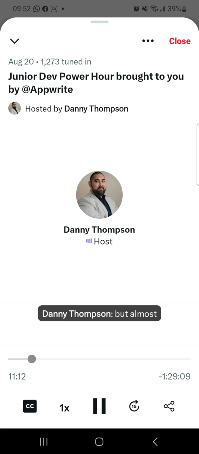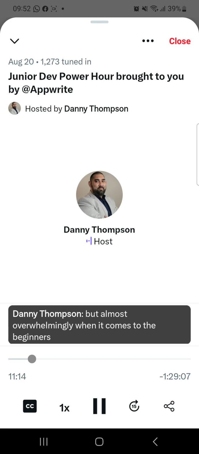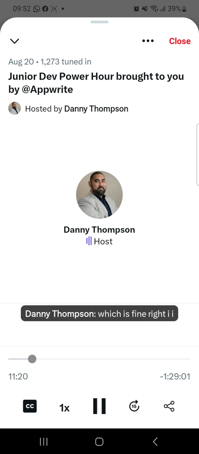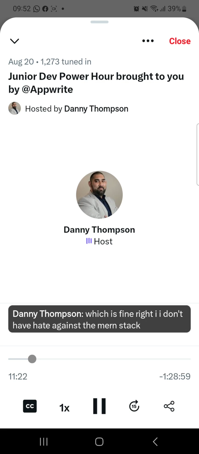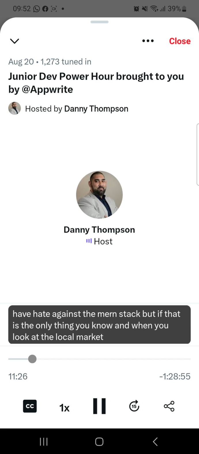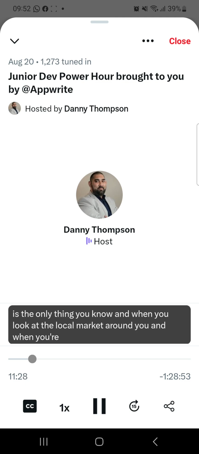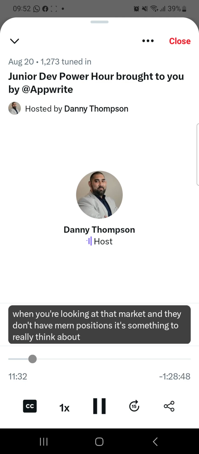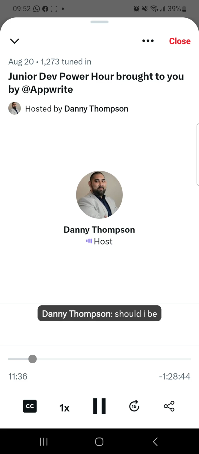But almost overwhelmingly, when it comes to the beginners, they almost all have the exact same situation. They all know the MERN stack, which is fine, right? I don't have hate against the MERN stack. But if that is the only thing you know, and when you look at the local market around you they don't have MERN positions, it's something to really think about and consider: should I be utilizing this, or should I be making this my own thing?